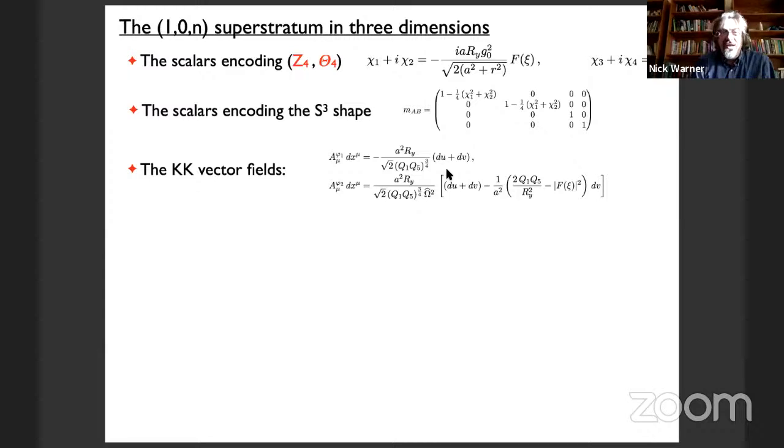The Kaluza-Klein gauge vectors are very simple. This one's actually pure gauge. It's dt. That's important, that it's not trivial. You can trivialize it if you like, but there's a reason why you want to stay in this gauge. And then there is non-trivial content in this gauge field. It really does have some interesting field strength.